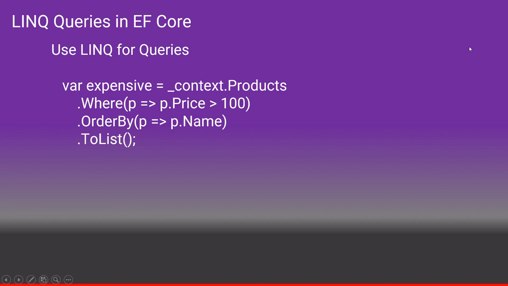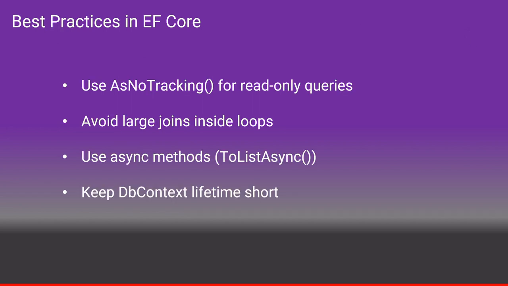For performance and scalability, follow best practices. Use AsNoTracking for read-only views. Avoid N+1 queries by loading related data efficiently. Prefer async methods and keep DbContext scope aligned with the request lifecycle.